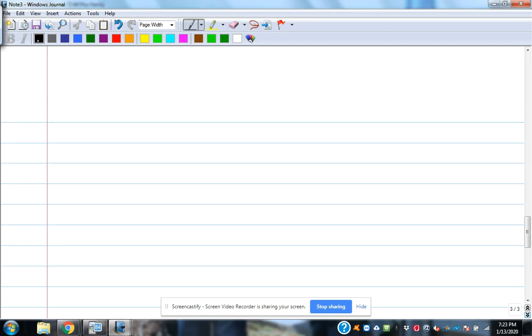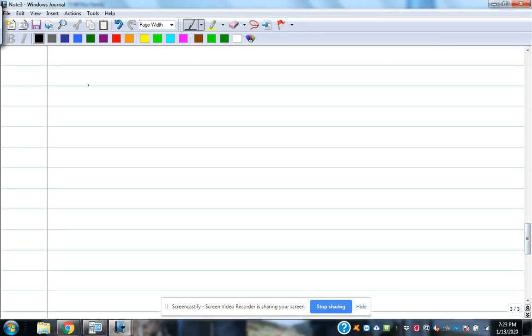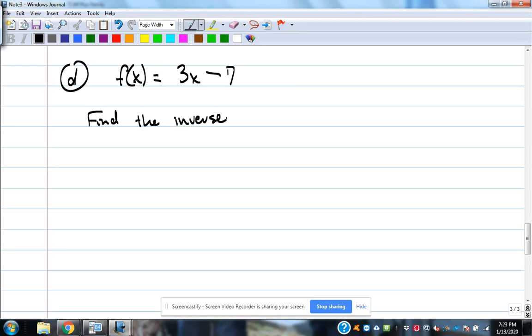All right, so what letter are we on here? D. All right, I'm trying to cut a little out for you. 3x minus 7, and we're going to find the inverse. I know that is a one-to-one function because it's linear. It's 3x minus 7. If I graph that, that passes the horizontal line test.